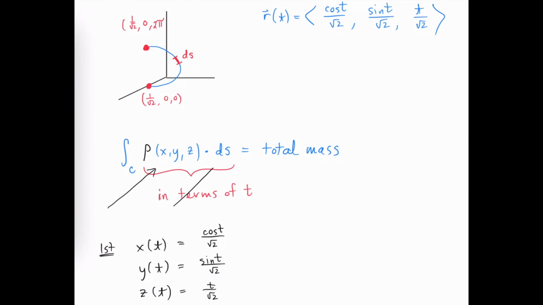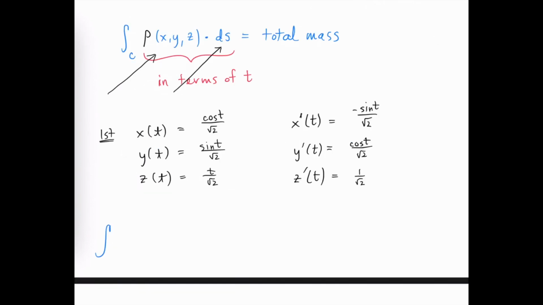But we're also going to need to plug in for ds, and that's going to be the arc length formula, which involves x prime, y prime, and z prime. So we also need those quantities. x prime is minus sin t over √2, y prime is cos t over √2, and z prime is just going to be 1 over √2. So now we're ready to build our line integral. Everything is going to be in terms of t, and our limits on t were from 0 to 2 pi.